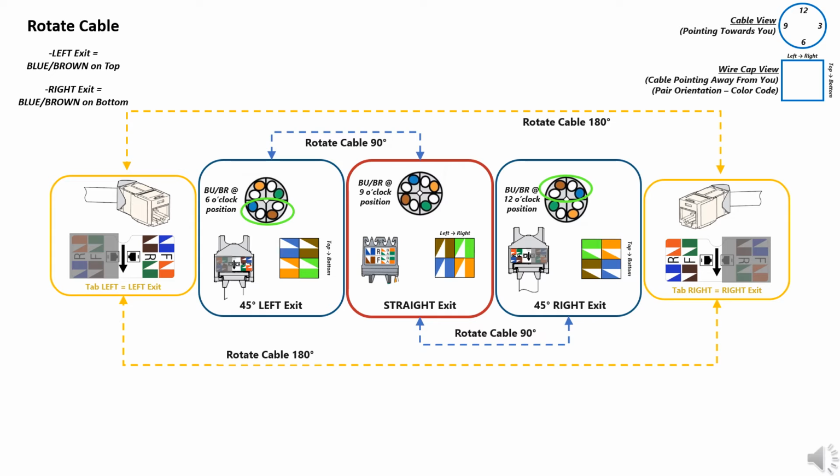Note, for the tab left, left exit, the blue-brown pairs will be in the top quadrants of the wire cap. For the tab right, right exit, the blue-brown pairs will be in the bottom quadrants of the wire cap.